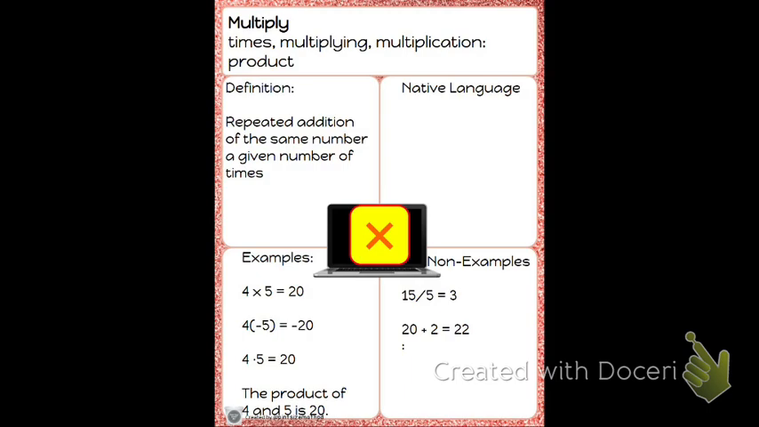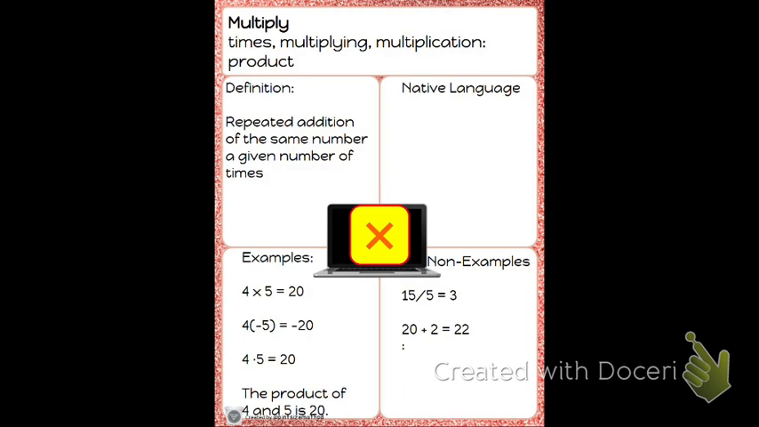Multiply. Early in school, you will see multiply as the X, as a symbol, the operator symbol in between numbers. But we will soon be using X as a variable, so we won't use X for multiplying so much. Multiply, we may also say times. And then, of course, different forms of that word, multiplying and multiplication. The answer to multiplying is the product. And multiplication is the repeated addition of the same number a given number of times.